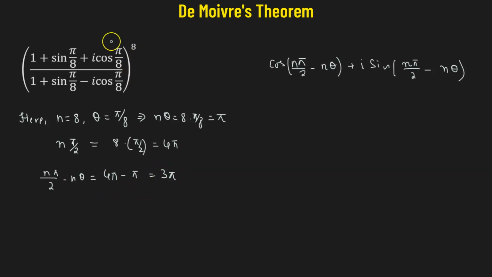So therefore, this expression will then be equal to cosine of 3 pi plus iota times sine 3 pi. Cosine of 3 pi, that's -1, plus iota times sine 3 pi, which is 0. So this expression is also going to have a value of -1.